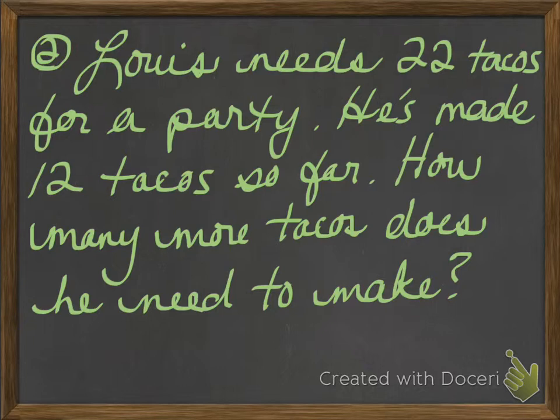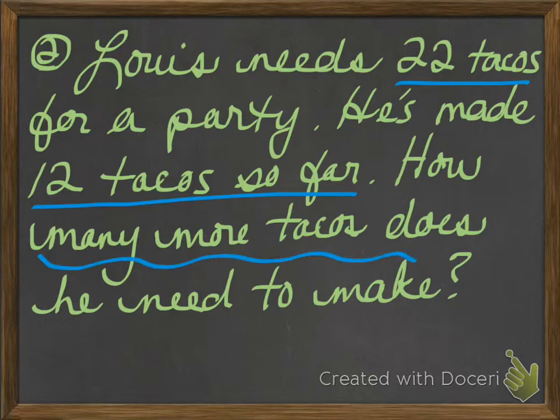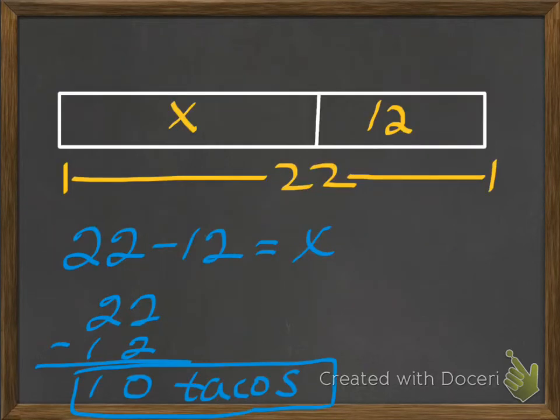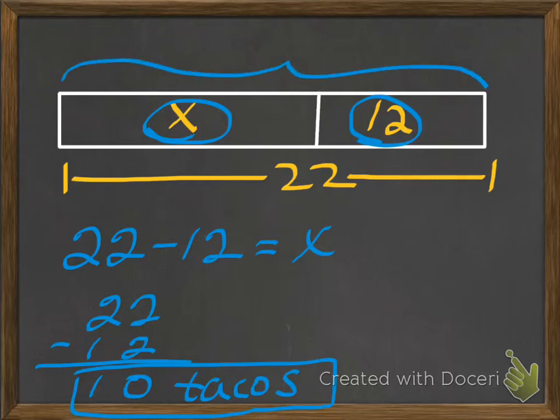Okay, the important information is that Lewis needs 22 tacos. He's made 12 so far, and the question's asking how many more tacos does he need to make. This problem does not have any distractors. So my bar model, I drew that he has already made 12. There's the unknown amount that shows how many more he needs, and then the total amount is that he needs to have 22 tacos total.